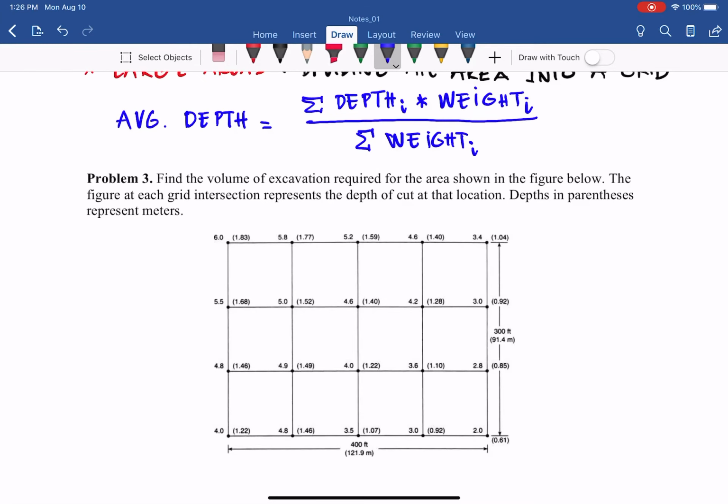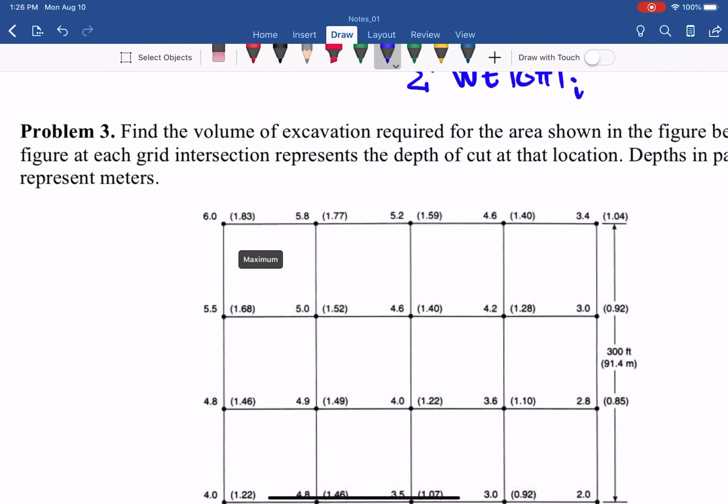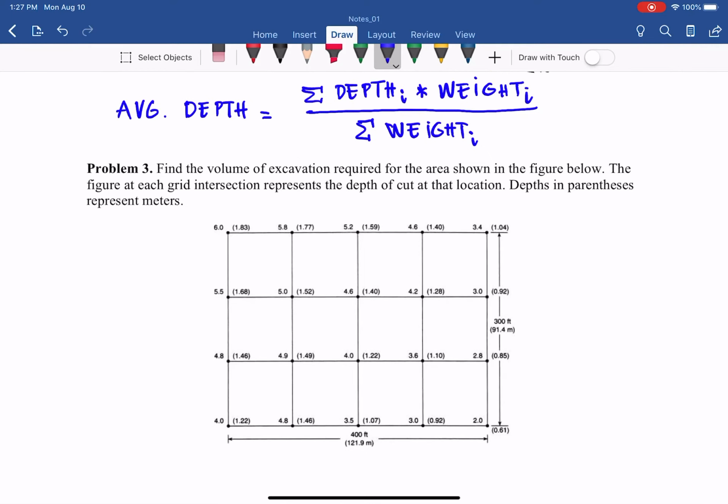6 feet at the top left point, etc. So that shows the depth of the cut at that location. And the depth in parentheses, like I said, represents meters. So you can work with either the foot-pound system or the SI unit. Let me work in the foot-pound system here.